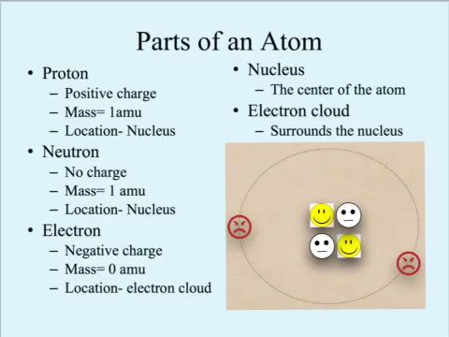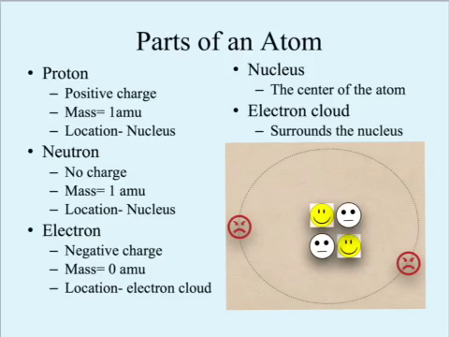AMU stands for atomic mass unit. Protons, neutrons, and electrons are so tiny, we have to come up with our own way to measure them. So we call them atomic mass units. So they have a mass of 1. They are located in the nucleus, or the center of the atom. Neutrons have no charge. They're neutral, so I gave them a face that has a neutral or flat-lined mouth. They have a mass of 1 AMU as well. They're also located in the nucleus.